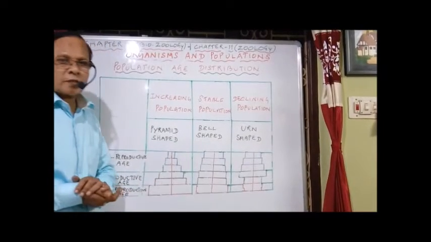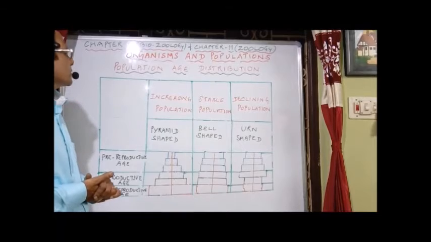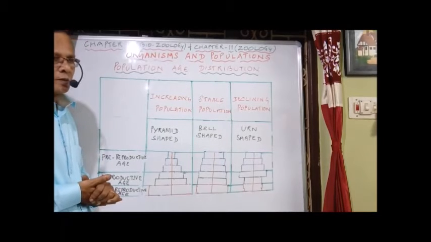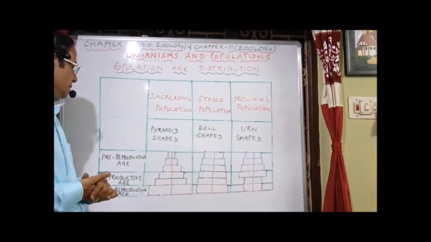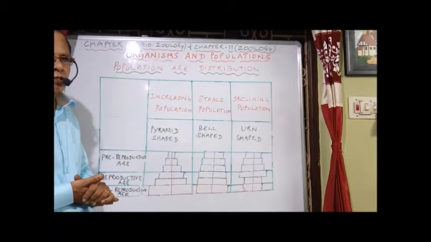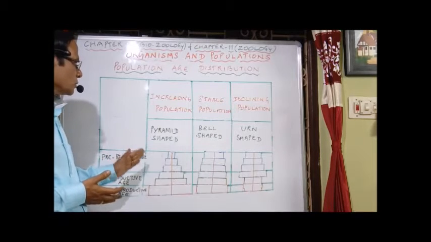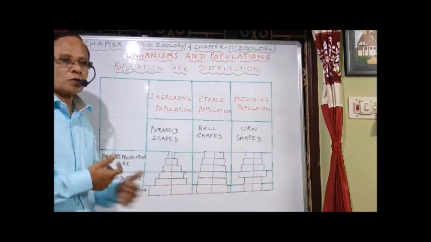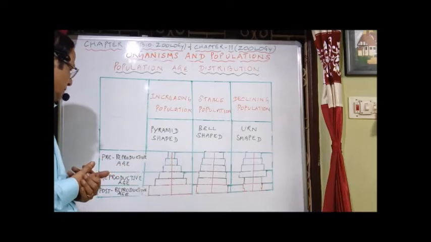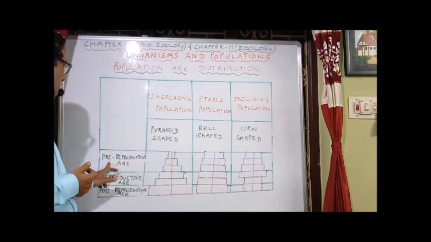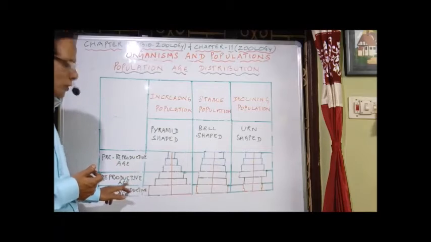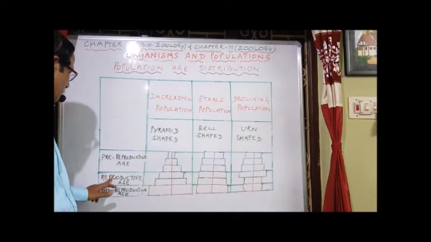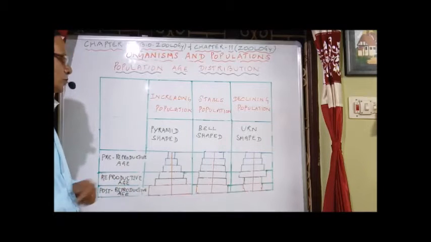Hi students, I explain about the population age distribution. When we plot the number of individuals in each group, we get what is called an age distribution. That is what we call the illustration or the curve. Now we have three different groups of individuals: pre-reproductive, reproductive and post-reproductive age groups.